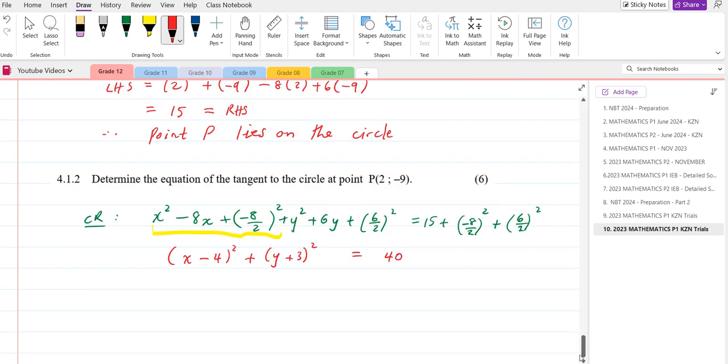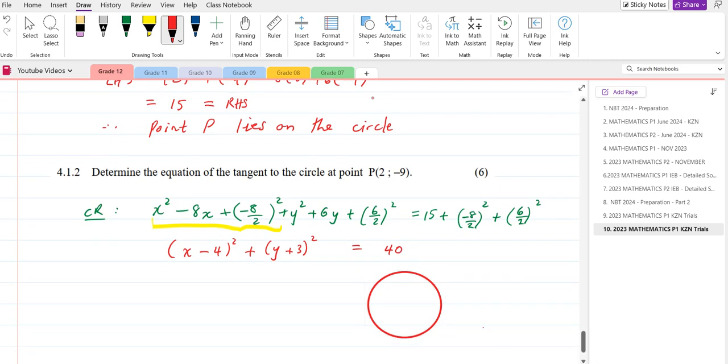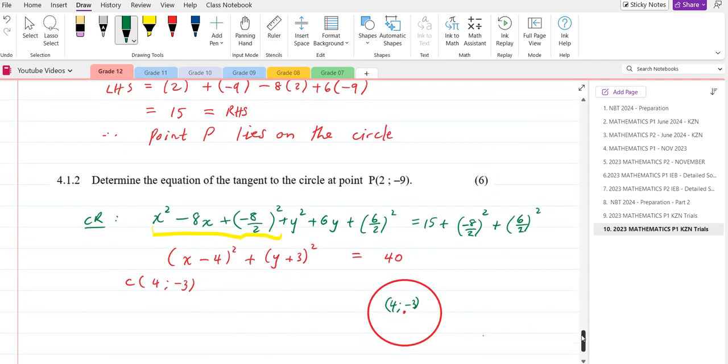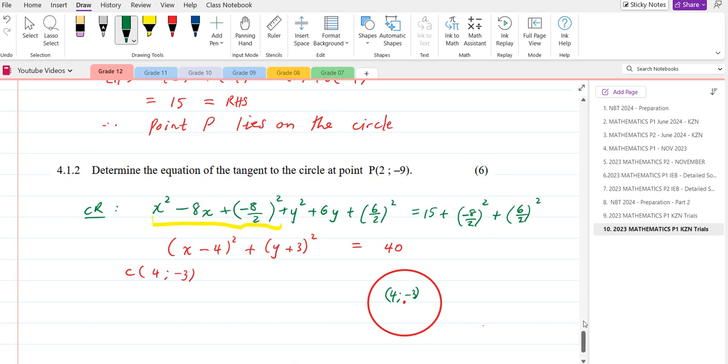So if we try to imagine the circle, it has center which is (4, -3). The center of the circle is (4, -3). So that will be in the fourth quadrant, right? So remember the center is (4, -3). If you try to imagine that, that's in the fourth quadrant, right? And the radius is root 40. We're not worried about the radius because we want to find the equation of the tangent to the circle.